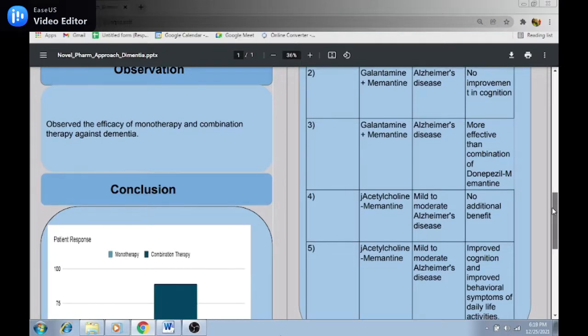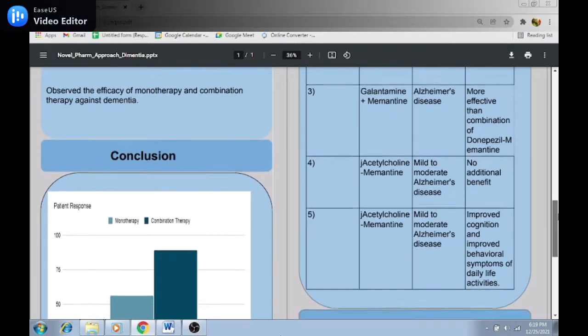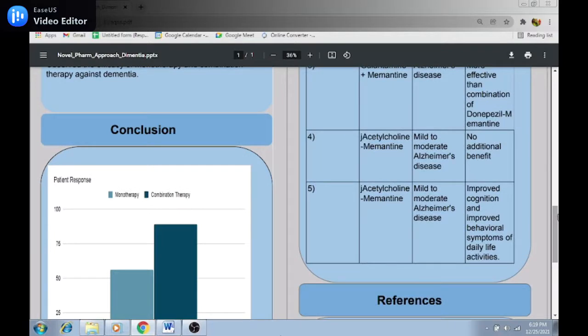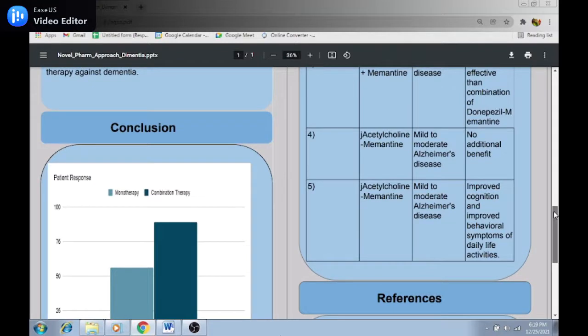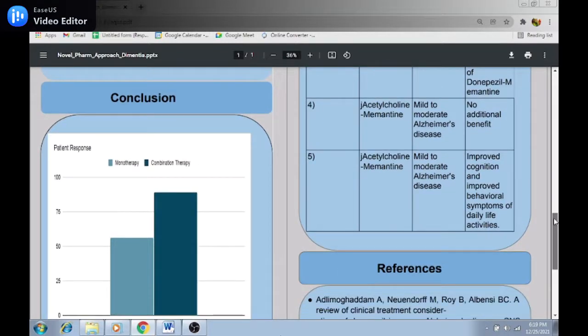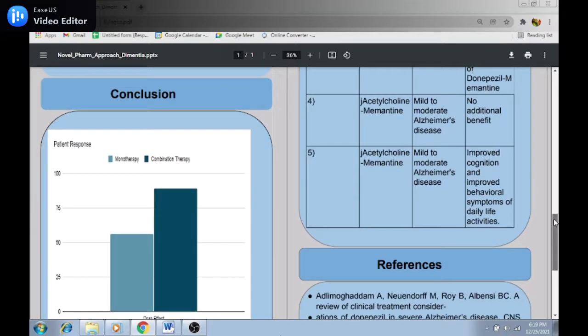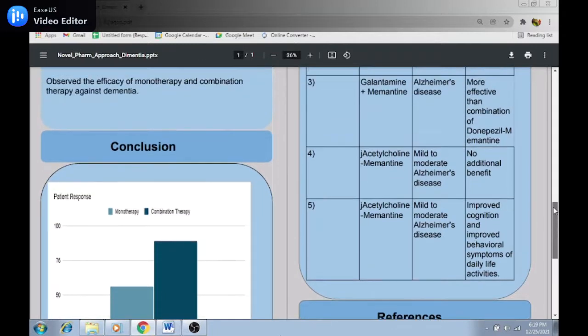Acetylcholinesterase inhibitors and memantine we use in combination for mild to moderate Alzheimer's disease and see no additional benefit. Secondly, we use acetylcholinesterase inhibitors and memantine in a combination therapy for moderate to severe Alzheimer's disease and dementia patients. Cognition, behavior, symptoms, and activities of daily living are improved, and we see a more effective combination and safety profile when we use them in combination.